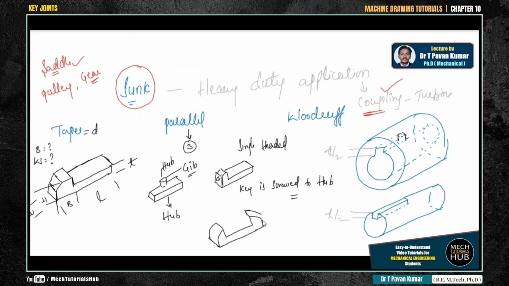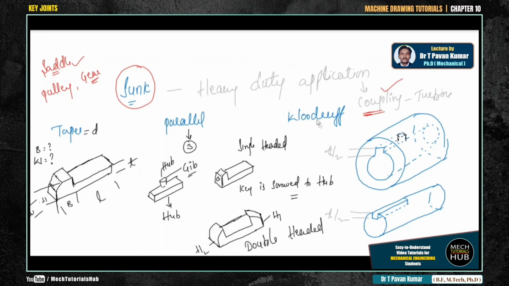This is how it is going to be, and this is the bit. All right, this is head number 1, and this is head number 2. This is called a double headed key. All right, this is how the representation is going to be.